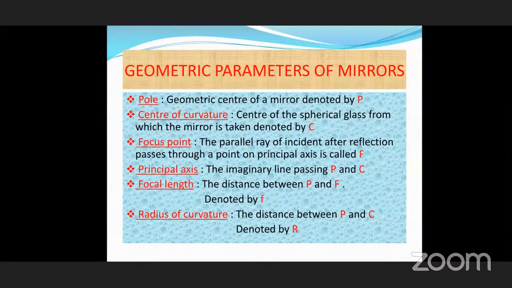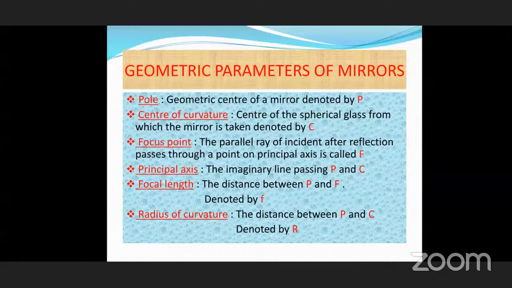And second, the center of curvature, as we have seen in the diagram, is the center of the spherical glass from which the mirror is taken. Imagine a mirror is always a part of a sphere. The center of that sphere is called the center of curvature. This is represented by C. The letters are also very important here. Whenever you are using a formula or equation, we will use these letters. That's why these are indicated in red color. Whenever we use P, that is the pole of the mirror. Whenever you use C, that is the center of curvature.